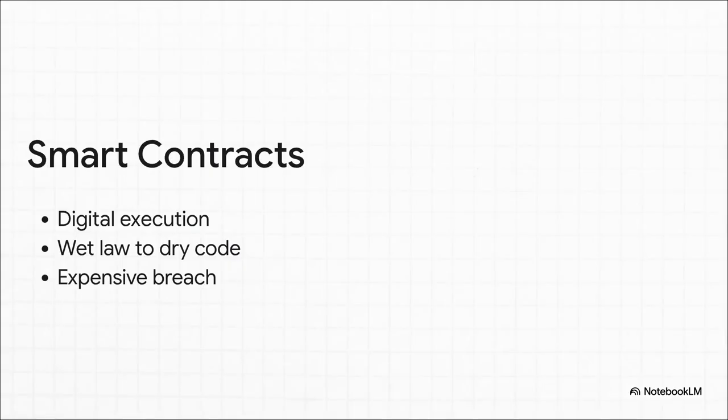Enter Nick Szabo. He realized that computers could perfectly handle foundational legal concepts, like a meeting of the minds, through deterministic dry code. By embedding contractual clauses directly into software and hardware, he successfully translated wet common law into dry digital execution. This automates enforcement, makes breach of contract prohibitively expensive, and effortlessly bypasses all those conflicting local legal codes.